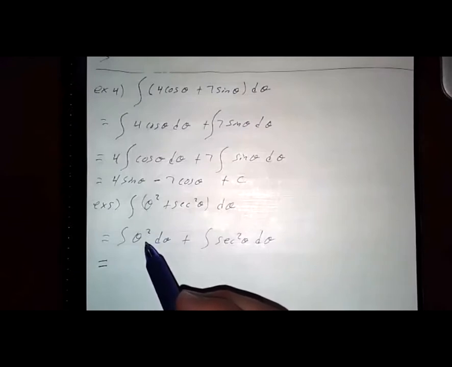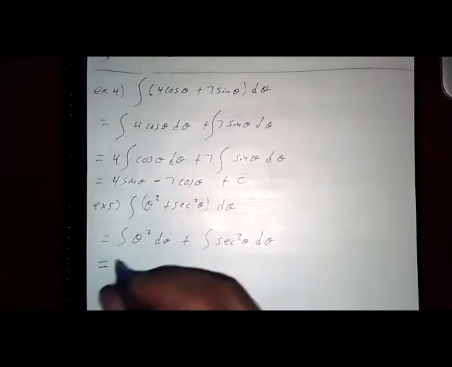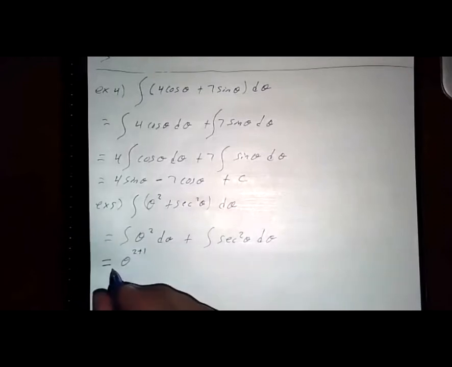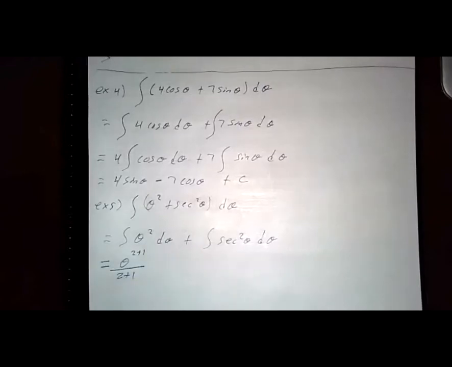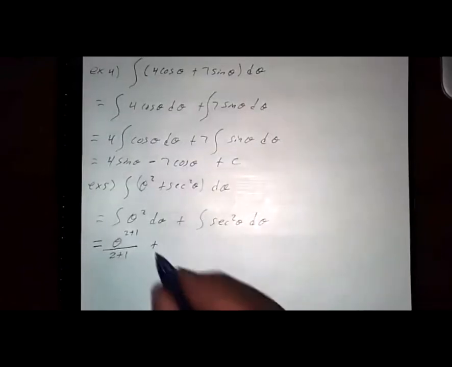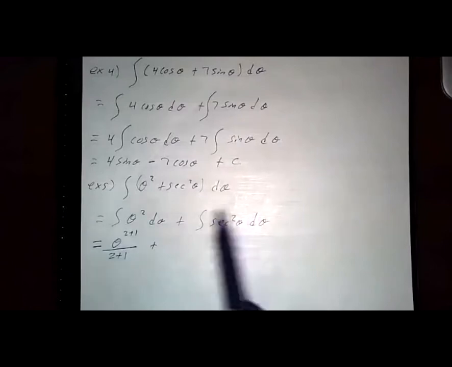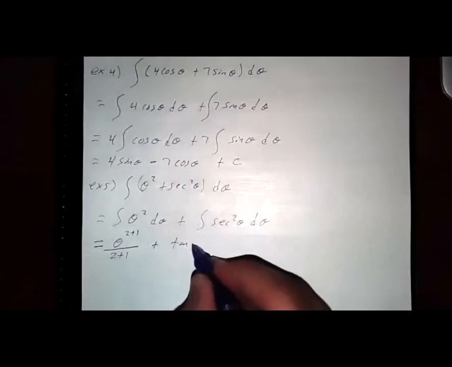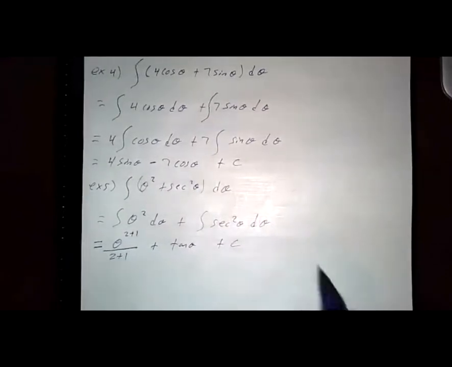Was 2 plus 1? Yeah, so you have to put 2 plus 1, just like we did in the first question, and then you put it on the bottom, right? But the secant is a little bit different. So which derivative gives me secant squared? So I have to think backwards. Tangent? Yeah, tangent. So tangent theta is the answer to this integral.